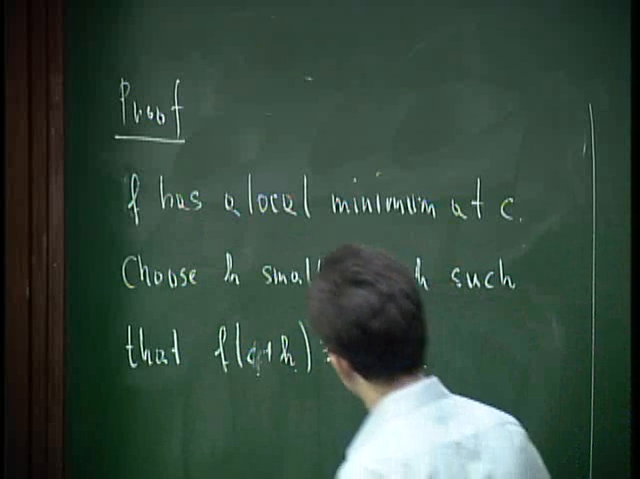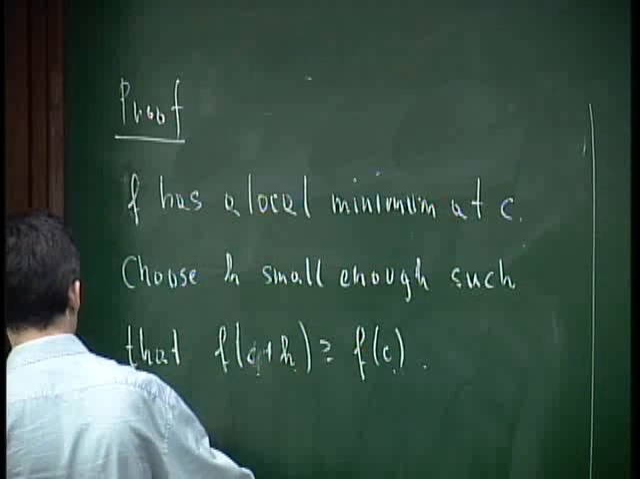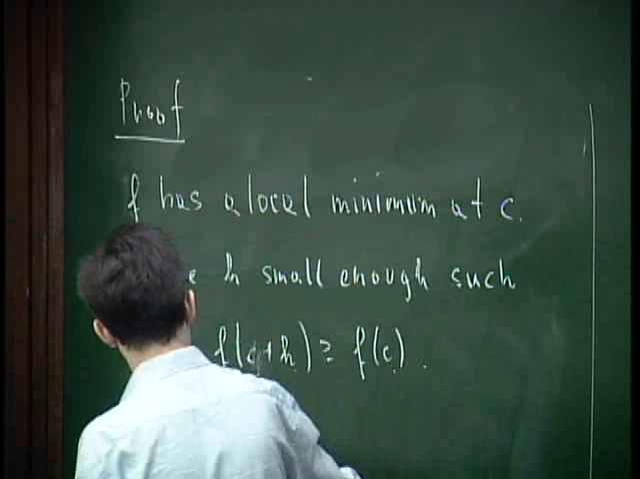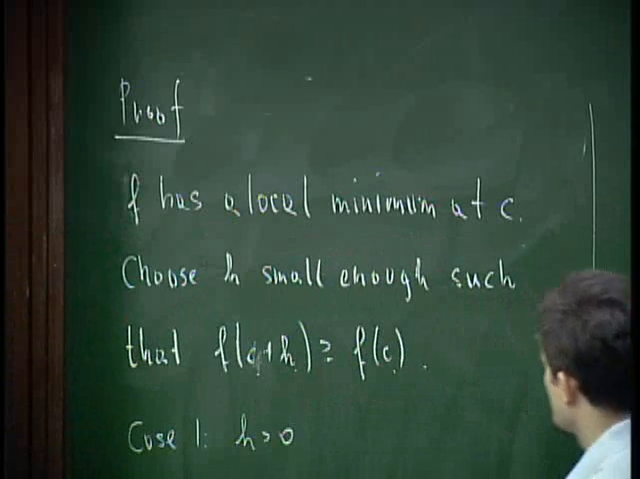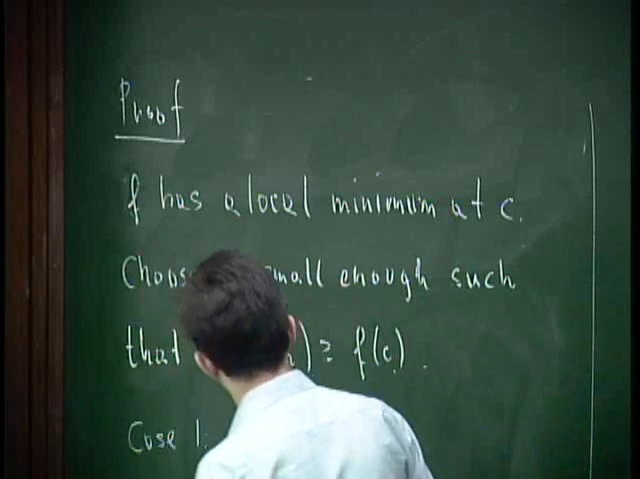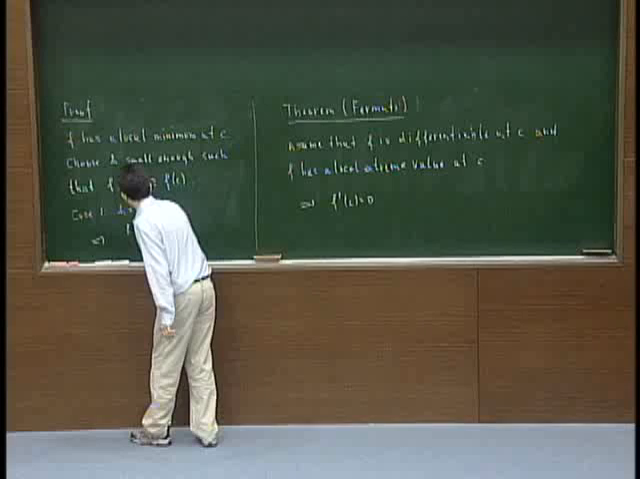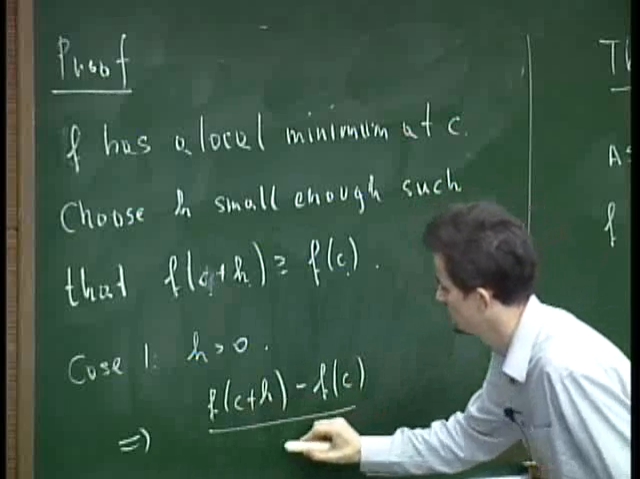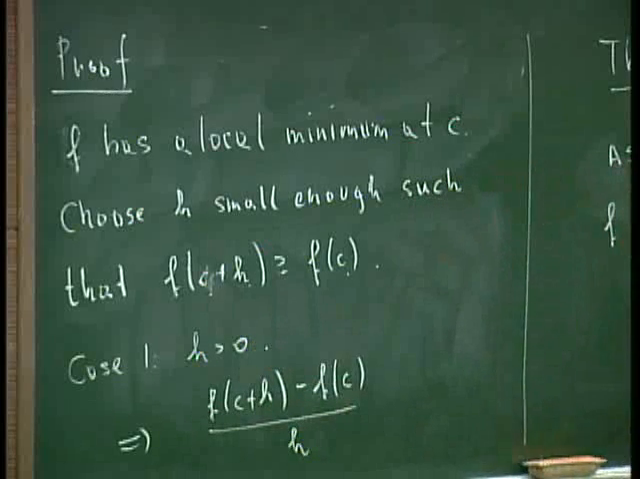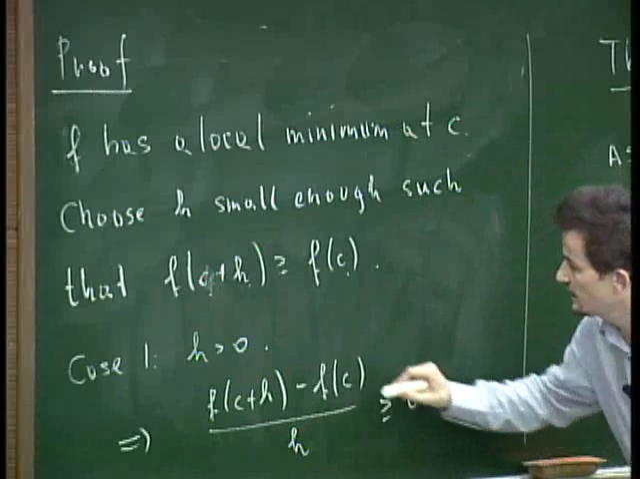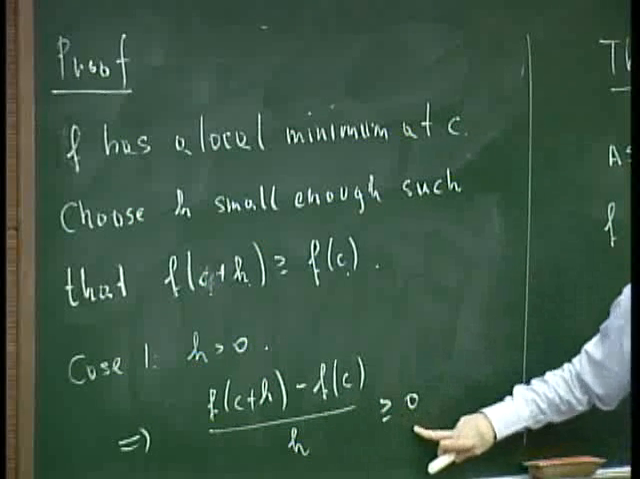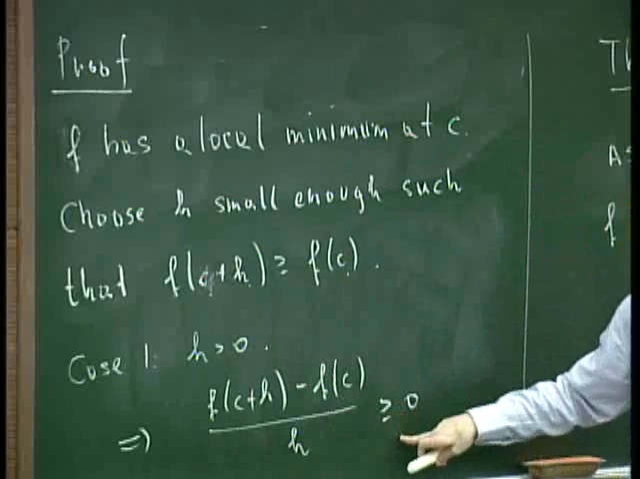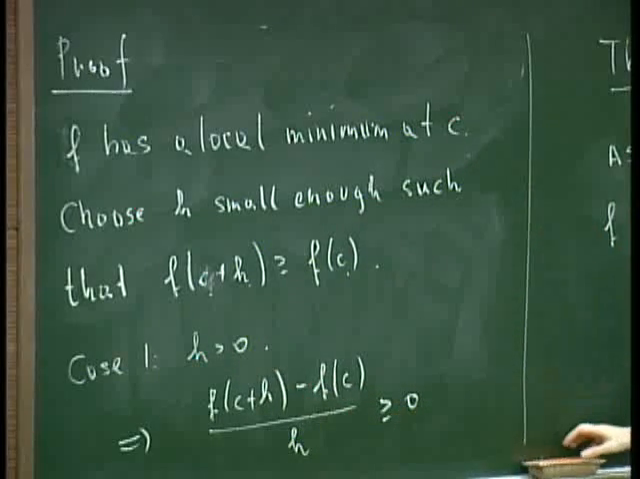And now you just divide into two cases. You first consider the case where h is larger than 0. In this case, we get that f of c plus h minus f of c over h is larger or equal than 0. The only reason why I need this assumption is because if h is smaller than 0, then this will be smaller or equal than 0. Since h is larger than 0, if I divide by h, I get larger or equal than 0 for the inequality.